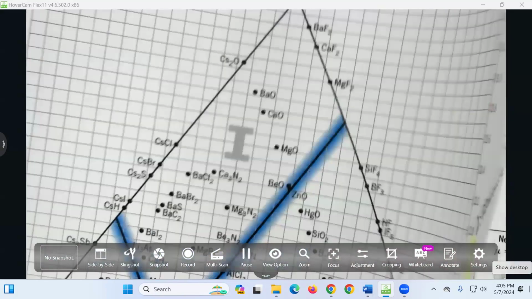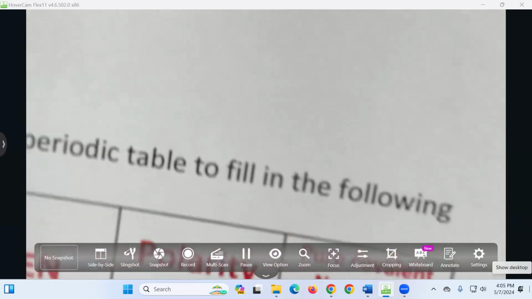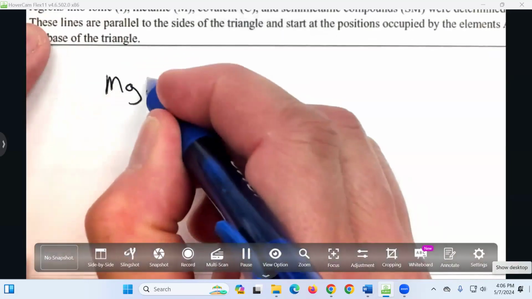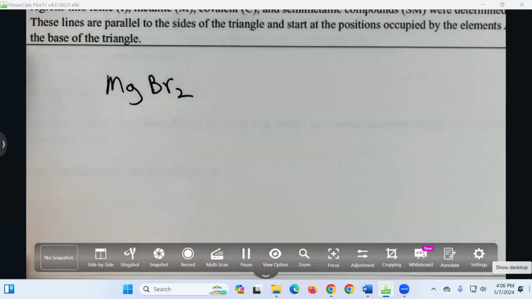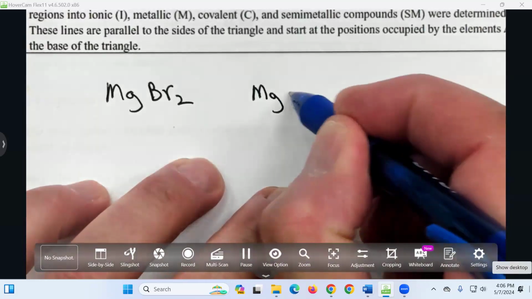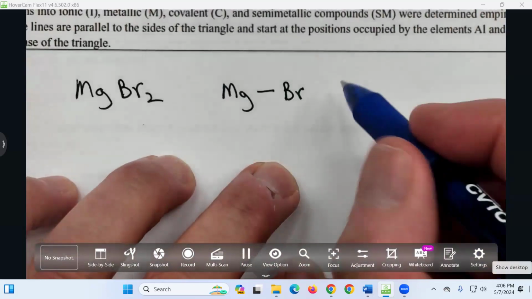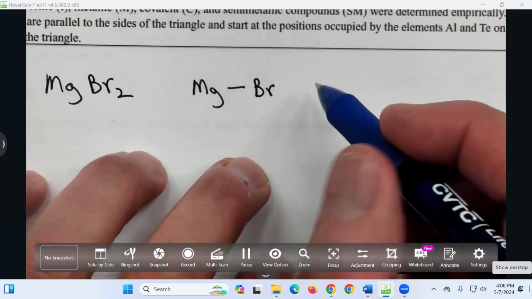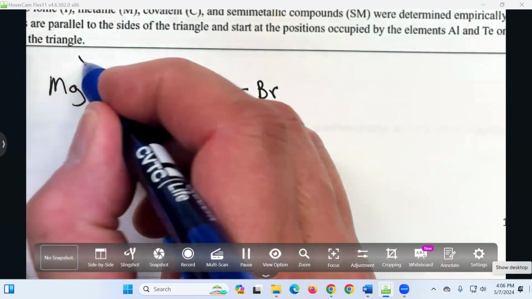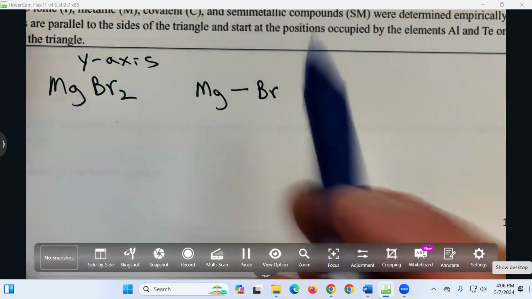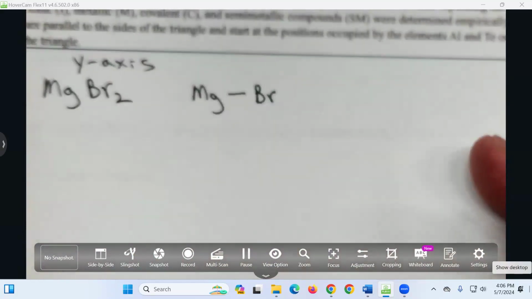Now, if we use the electronegativities provided on the next page, I think I did an example for magnesium bromide. So we'll put it right here. MgBr2. So on the y-axis is my difference. I simply want to subtract these two.